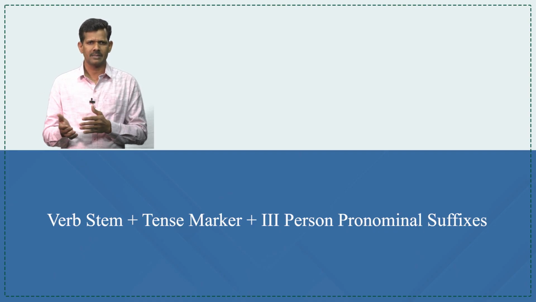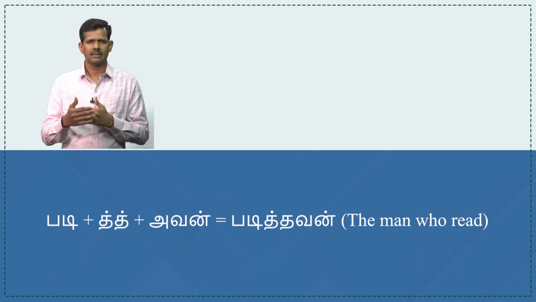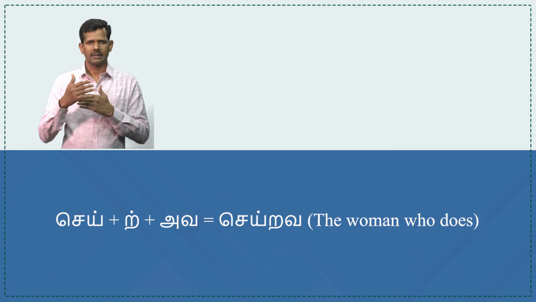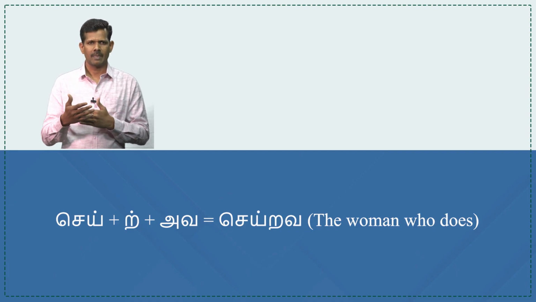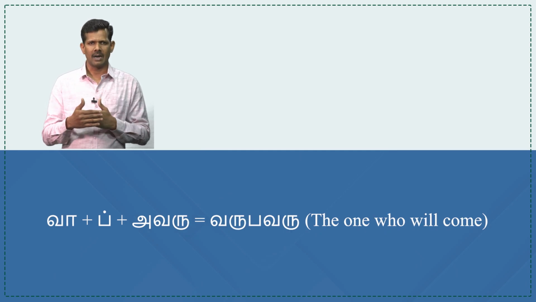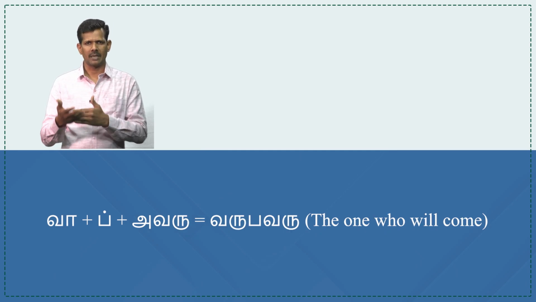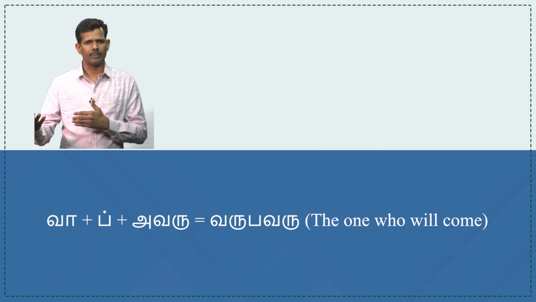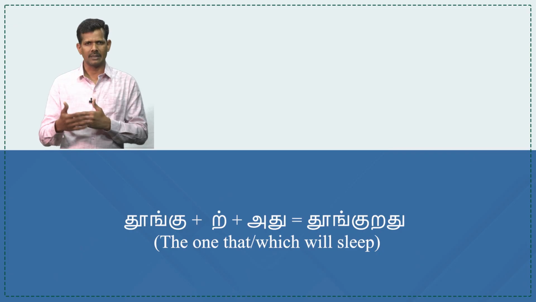For examples, padi plus it plus avan, படித்தவன், the man who read. செய் plus ir plus அவ, செய்யறவ, the woman who does. வா plus இப் plus அவரு, வருபவரு, the one who will come. தூங்கு plus ir plus அது, the one that or which will sleep.